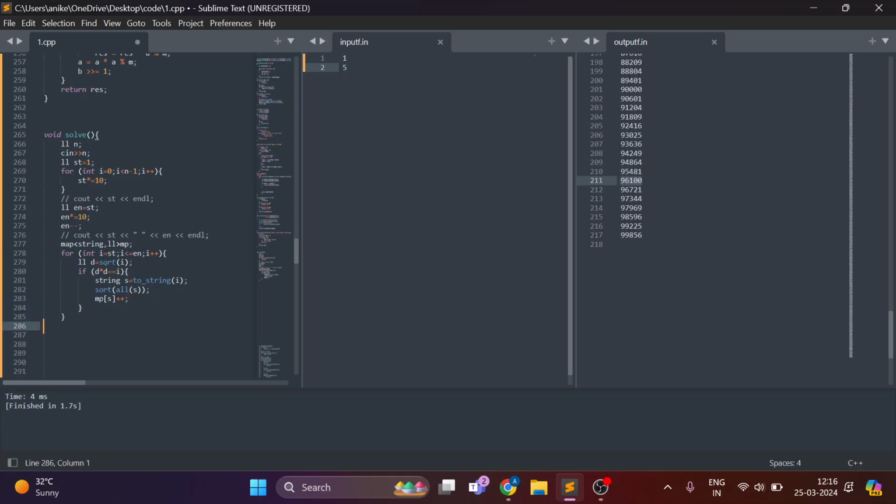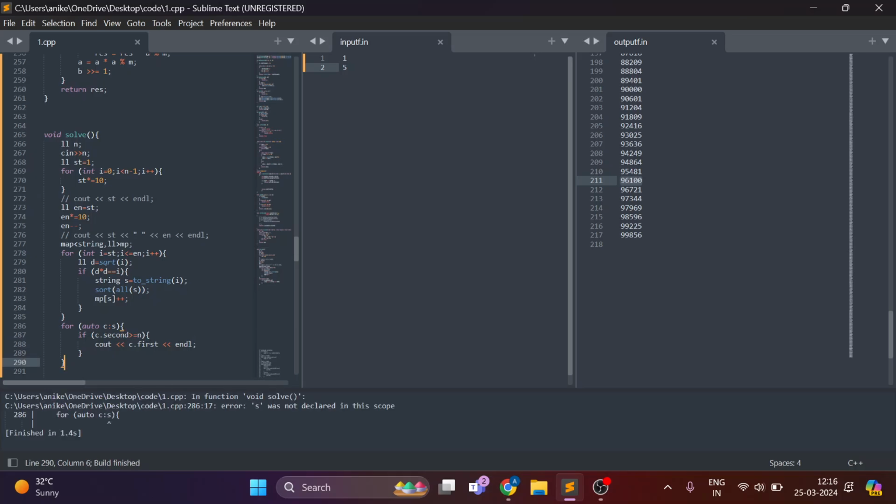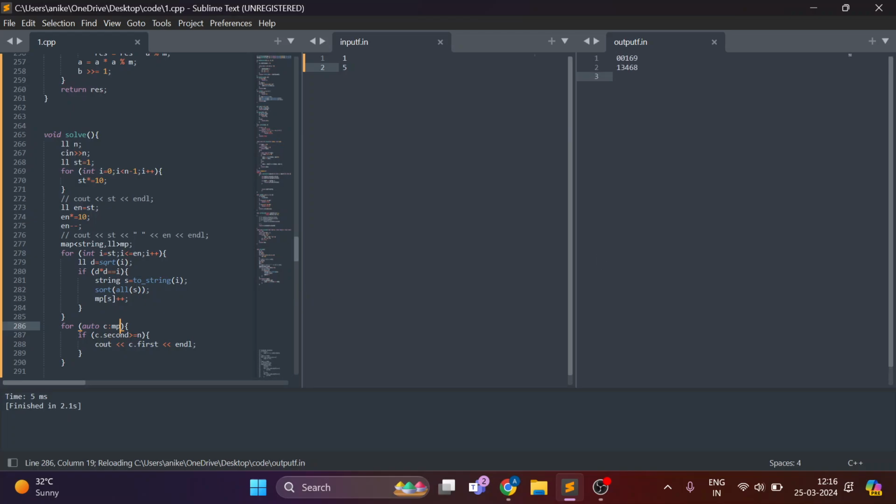Now I will iterate over the map, and we want the occurrence of each string to be greater than or equal to n. When it is, I will just print c dot first here. So what I found is two answers. One is 00169 and the other is 13468.